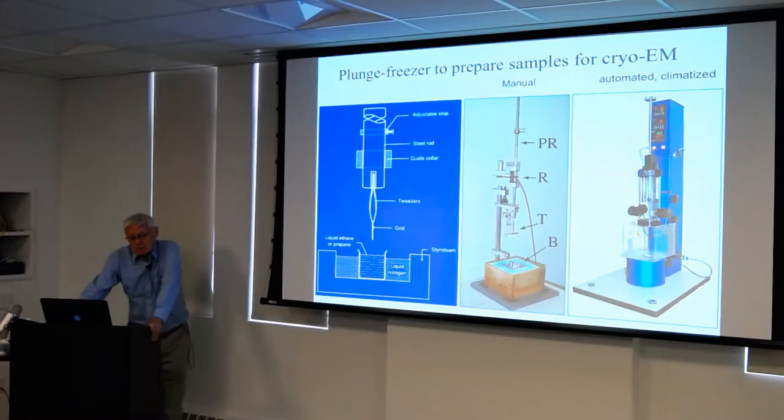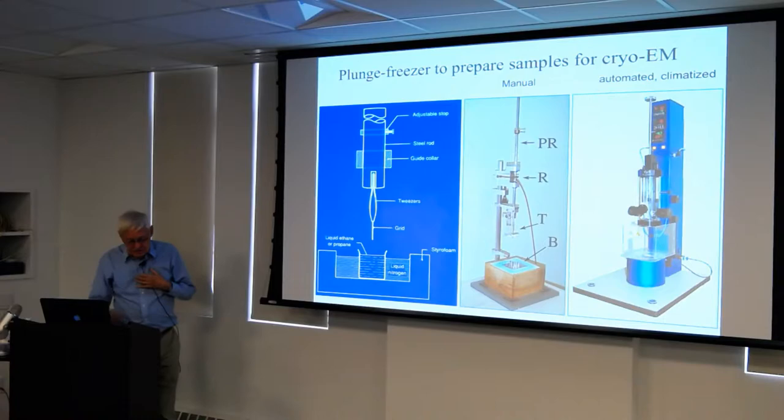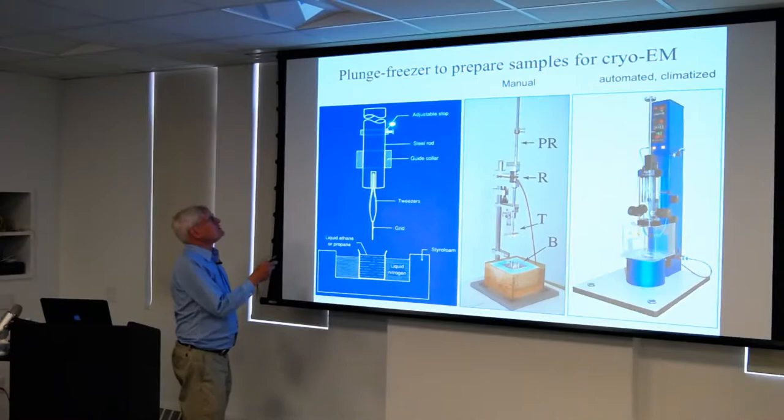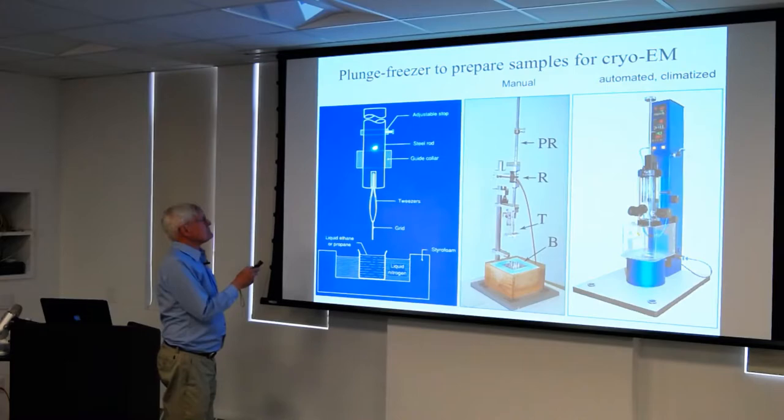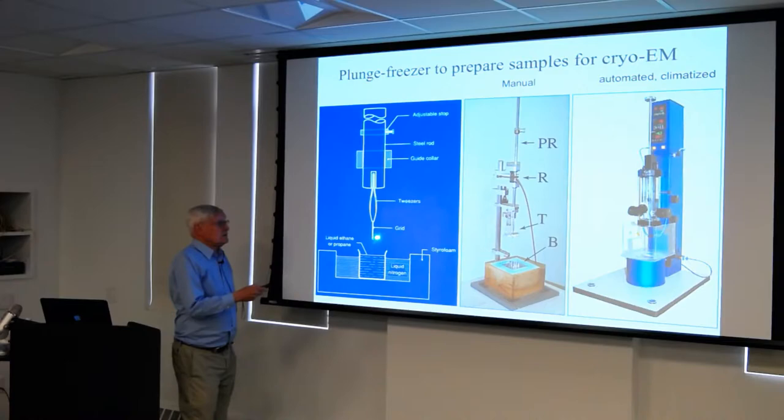So here is the whole principle of such a plunge freezer. You have a rod, tweezers, a grid, and then a droplet of the specimen is put on the grid, and the excess is blotted away, and then this steel rod is released, and the grid goes into liquid ethane or propane at liquid nitrogen temperature.